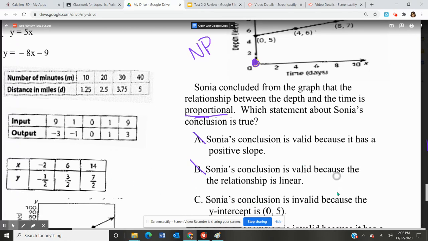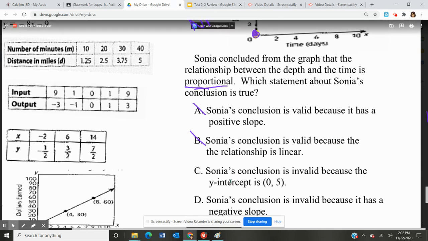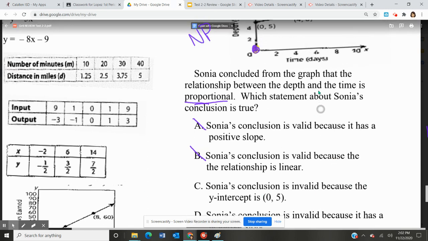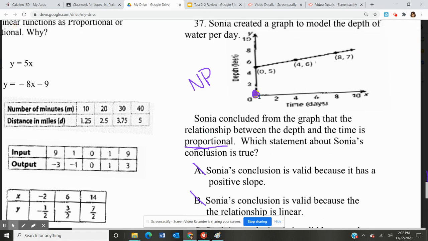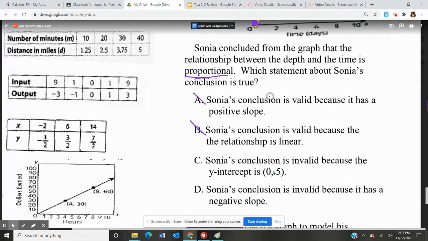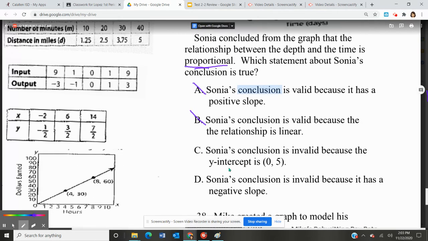Looking at letter choice C, it says Sonia's conclusion is invalid because the y-intercept is 0, 5. That is true because her statement is invalid because she is telling us that it is proportional. But in order for it to be proportional, it has to go through the point 0, 0. And her graph goes through the point 0, 5. So her statement is invalid, so C is possibly an answer.